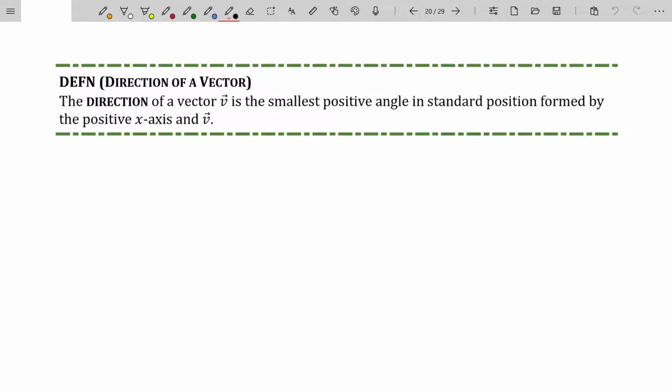Now we're getting into the nitty-gritty of vectors. So we got all the basic stuff down, but now we're going to open the door to applications. So the direction of a vector v is the smallest positive, that's critical, smallest positive angle in standard position formed by the positive x-axis and v, which basically means a vector could have a direction all the way up to 360 degrees, not including 360. So anything between 0 and 360.